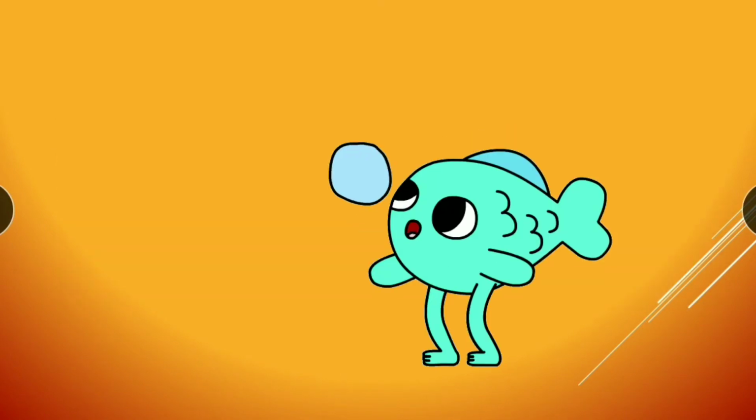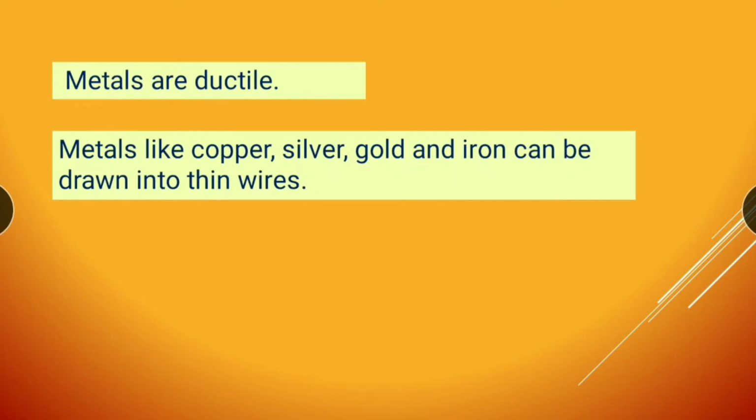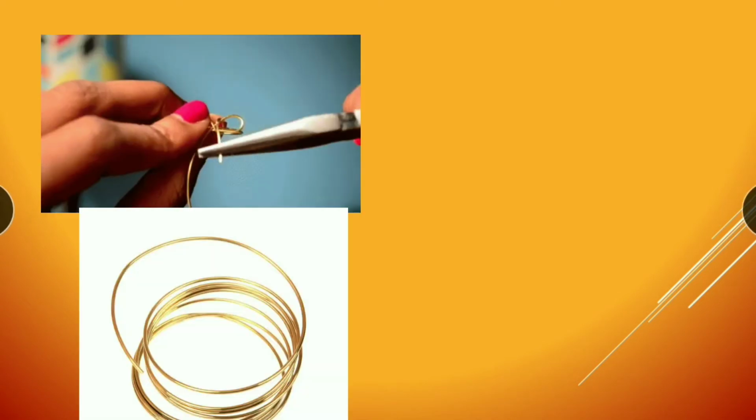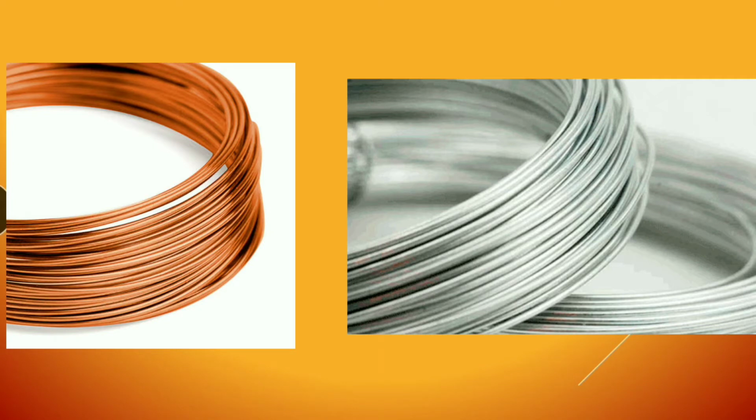Hope you understood? Okay. Students, do you know metals are ductile? This means that metals can be drawn or stretched into thin wires. Most of the metals are ductile. Gold and silver are among the best ductile metals. Copper and aluminium metals are also very ductile and can be drawn into thin copper wires and aluminium wires.